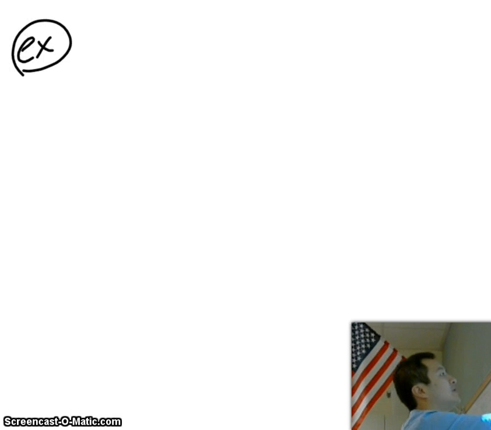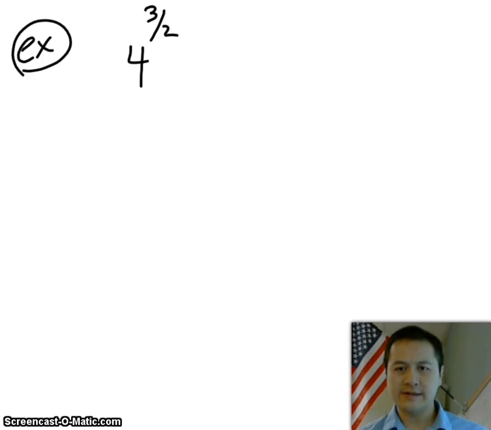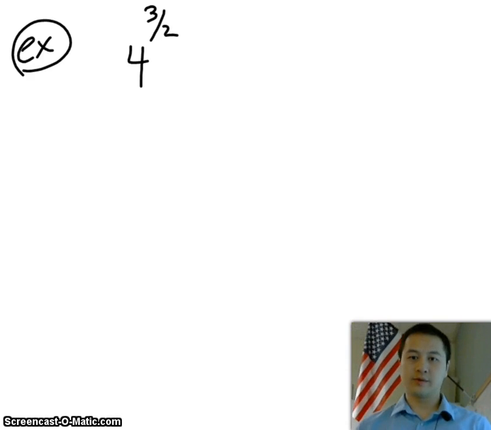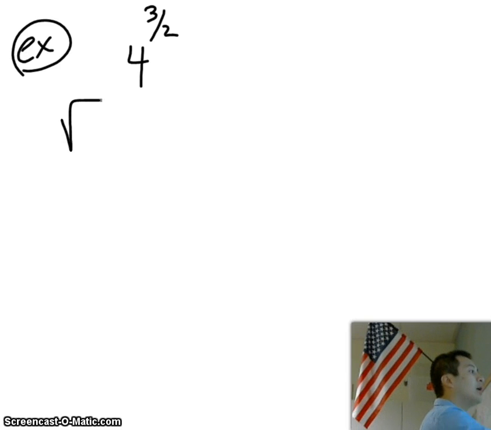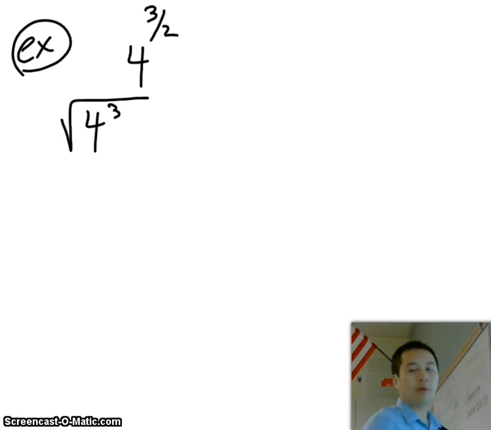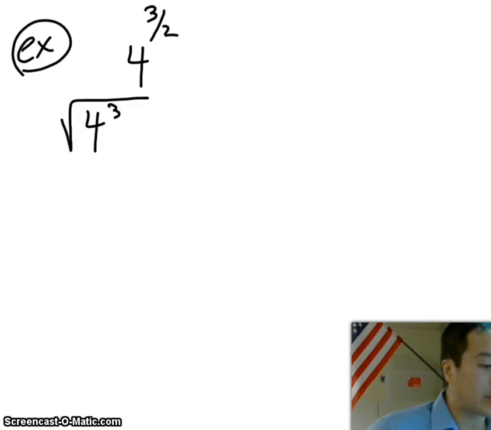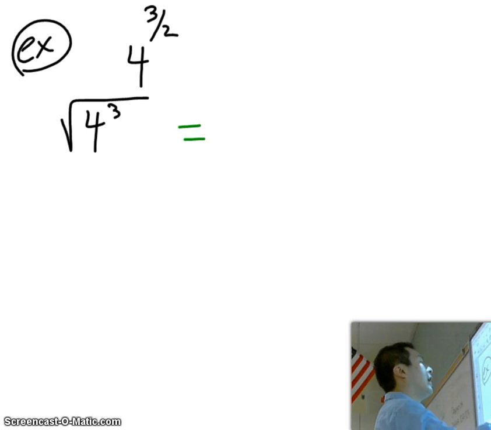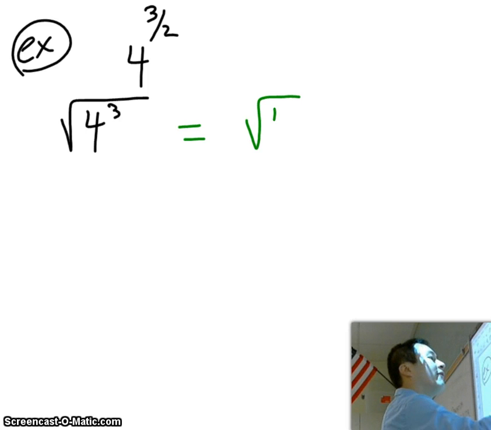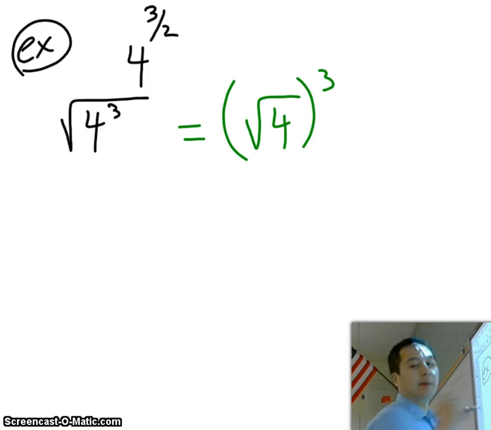Example 1. Let's do this: 4 to the 3/2 power. So what kind of root is that? That's called the square root. So we write the square root of 4 to the 3rd power. So which one do we do first? We could write it this way, or we could write it this way. They both mean the same thing, and I'm going to get the same answer.